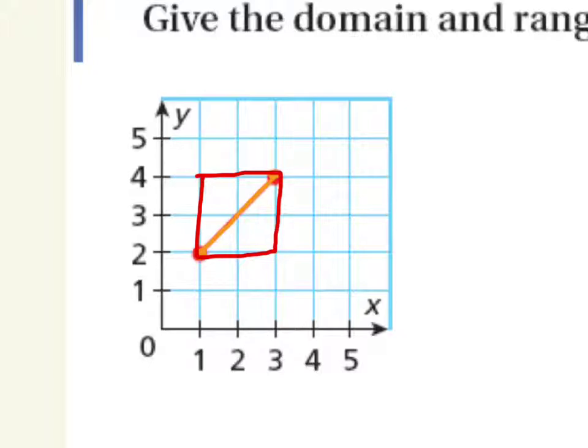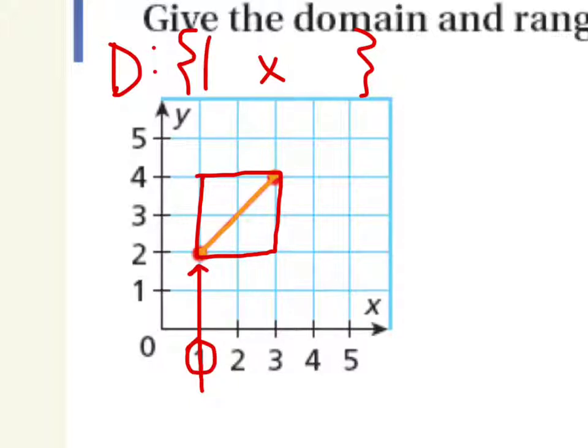Well, let's talk about it. The domain is going to be our x's. We're going to write it like this. We're going to have an inequality. I'm not finished with it yet, so just give me a second and then you'll see exactly how it looks. For domain, it's our x's, so we need to think about what's the lowest x that you saw? Well, it's right here at 1. So we're going to go from 1, and the biggest x that you're going to see is at 3.